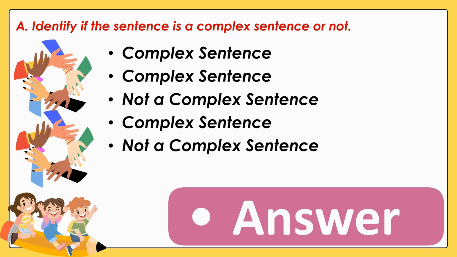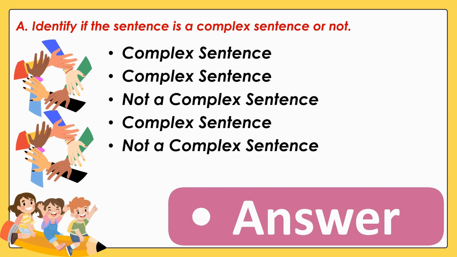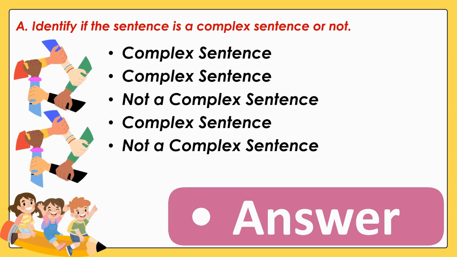Here's the answer. Number 1 is complex sentence. Number 2, complex sentence. Number 3, not a complex sentence. Number 4, complex sentence. Number 5, not a complex sentence.